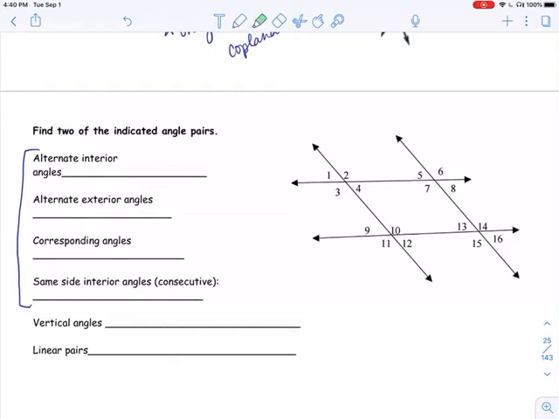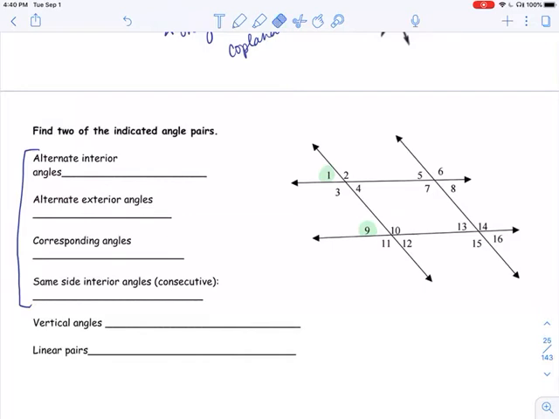Corresponding angles, if I take a look at angle 1, then if I follow the transversal to the right, angle 5 would be in that same location. Or if I follow the transversal down, angle 9 would be a corresponding angle to angle 1.